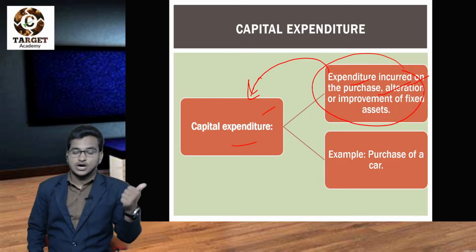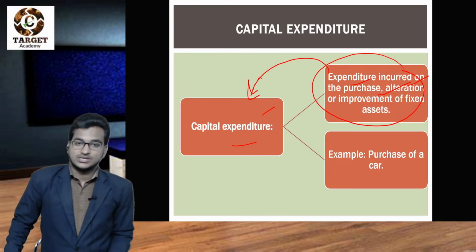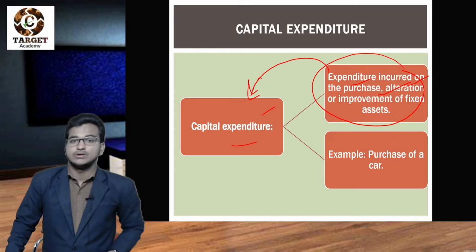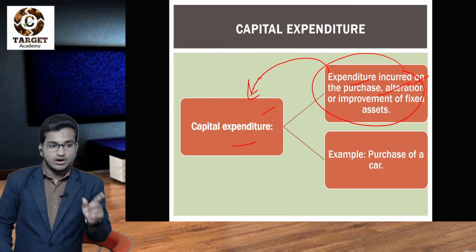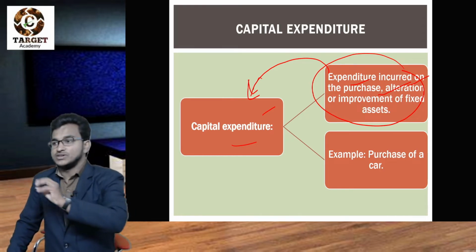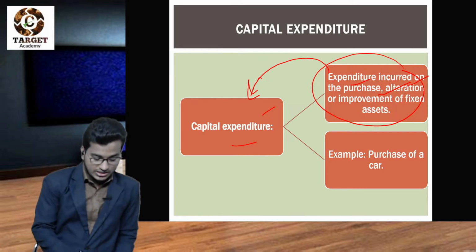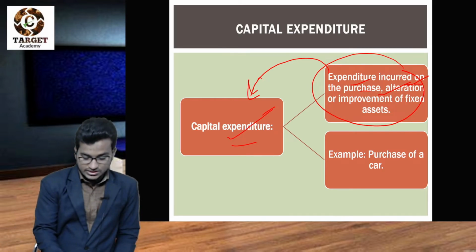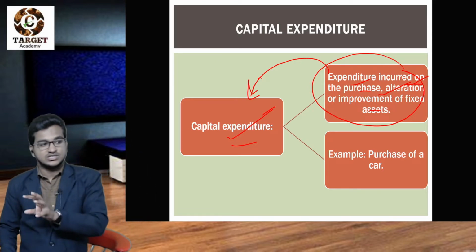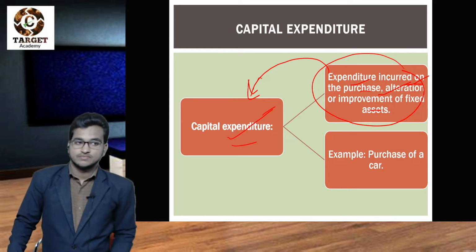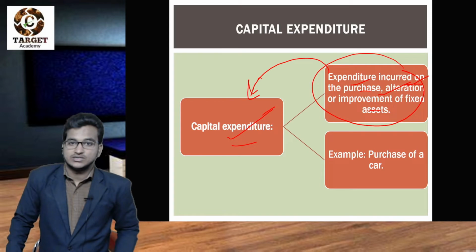Purchase of fixed asset, alteration of fixed asset, improvement of fixed asset. First one, purchase of fixed asset. Let me take an example. We are purchasing a building. First of all, tell me, is building a fixed asset or not? Fixed asset. So we are purchasing a fixed asset. So that is capital expenditure. Purchase of land. Land is also a fixed asset. So that is capital expenditure. Purchase of building, capital expenditure.